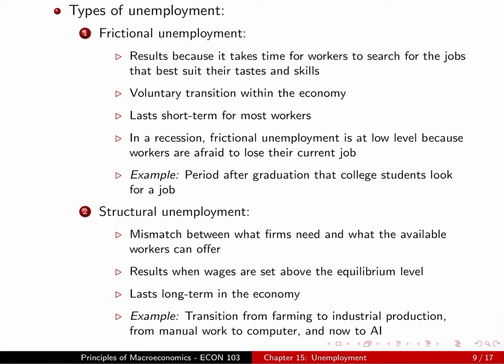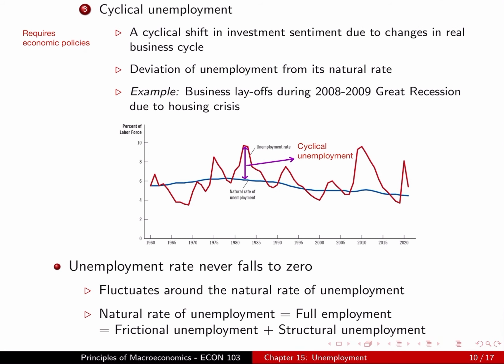2. Structural unemployment, which is a mismatch between what companies need and what the available workers can offer. It results when wages are set above the equilibrium level. This type of unemployment is usually long-term. For example, you can look at the transition from farming to industrial production, from manual work to computer, and now to AI.